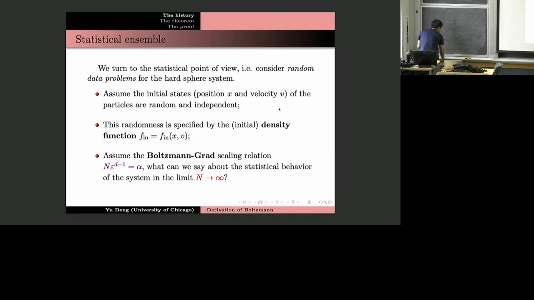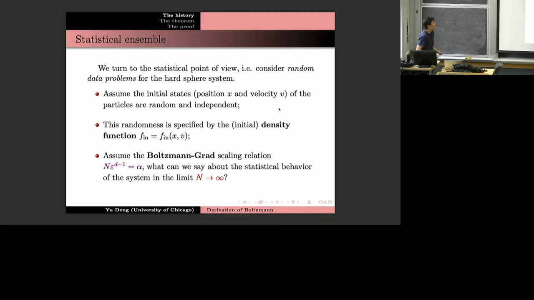It was first observed by Grad in the 1940s that this setting, this Boltzmann-Grad setting, well, we'll see that essentially alpha is either constant or goes to infinity very slowly. This is essentially the only regime where we expect the Boltzmann limit to be valid. This was first observed by Grad, so it is called the Boltzmann-Grad.